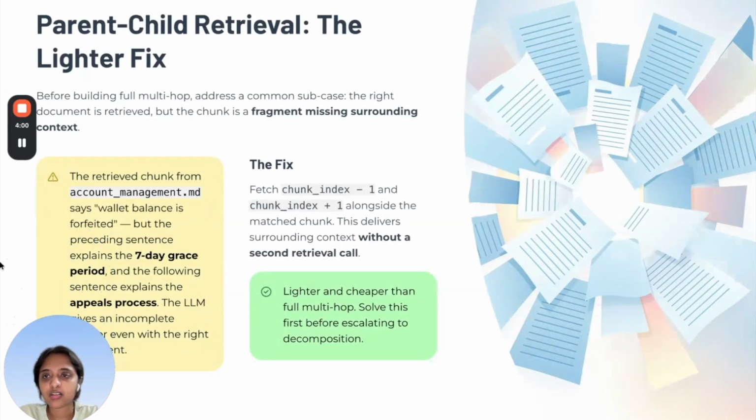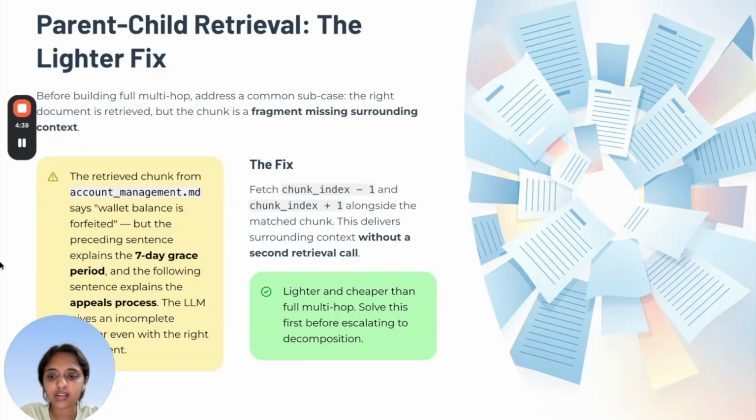We can also use the concept of parent-child retrieval, and this gives us a lighter fix. Say we are fetching a chunk and some of the information doesn't fall inside the limits of that chunk and has to go outside it. Say a short sentence explaining the wallet balance is outside the most relevant chunk. What we can do is always fetch chunk index 1, along with -1 and +1.